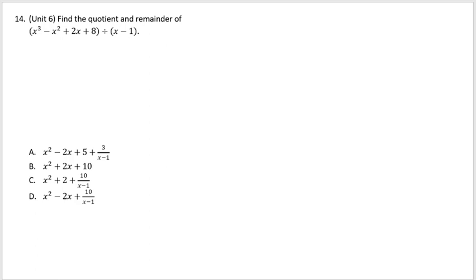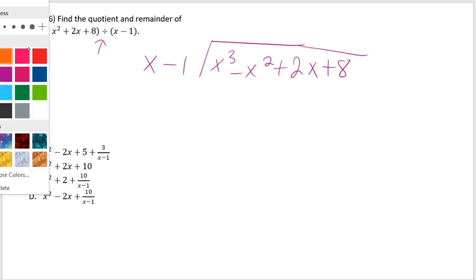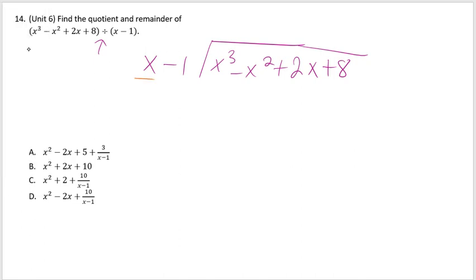Okay, so for question 14, you need to divide the polynomial. So long division comes into the picture. We divide the polynomial x cubed minus x squared plus 2x plus 8 by x minus 1. So we're going to check how many times the x goes into x to the third power. So that's x to the second power.